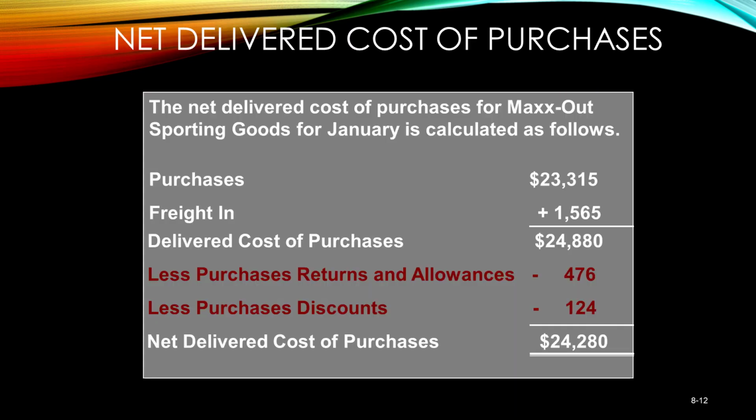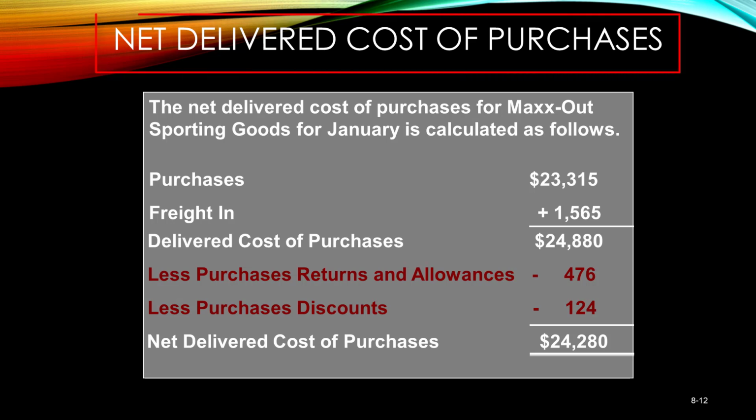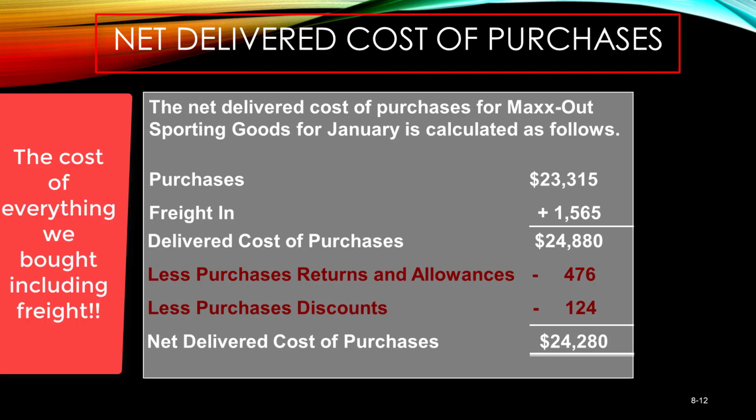The last slide in this chapter has to do with the chunk of the multi-step income statement that is relevant to the buying side of the house. Take a look at the net delivered cost of purchases. Break that name down. Net means after deductions, just like your net pay means after taxes. So net delivered means include the freight, cost of purchases.